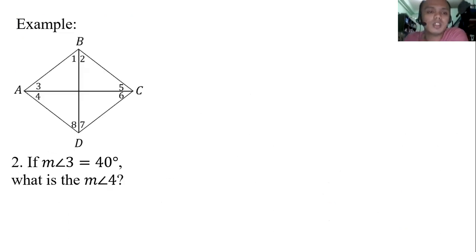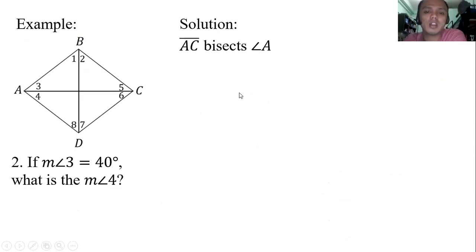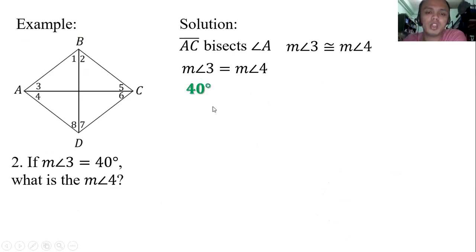Now, another one. If the measure of angle 3 here is 40 degrees, what is the measure of angle 4? Since diagonal AC bisects angle A, therefore the measure of angle 3 is congruent to the measure of angle 4, and they are equal. Substitute the measure of angle 3 as 40, therefore the measure of angle 4 is 40.